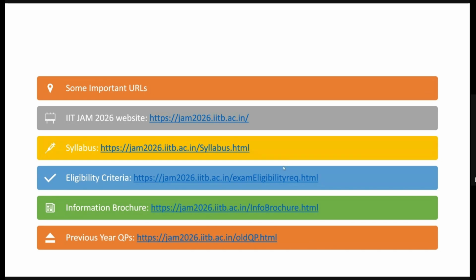These are some important URLs. IIT JAM 2026 was organized by IIT Bombay. This year, I think it is organized by IIT Madras, but the official website is not up yet. And this is the syllabus. You can go and check the syllabus there. I think it has 3 sections, and linear algebra is one of the sections. You can check the eligibility criteria there also.